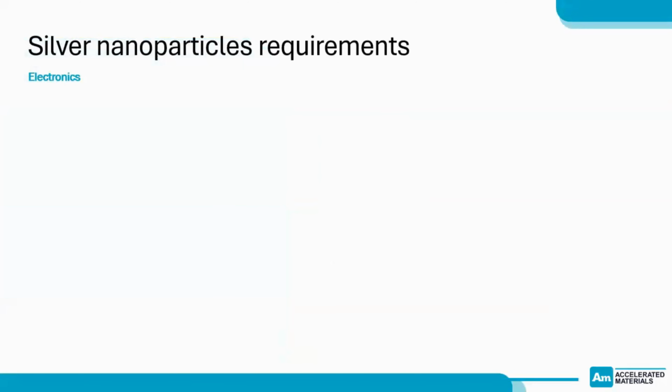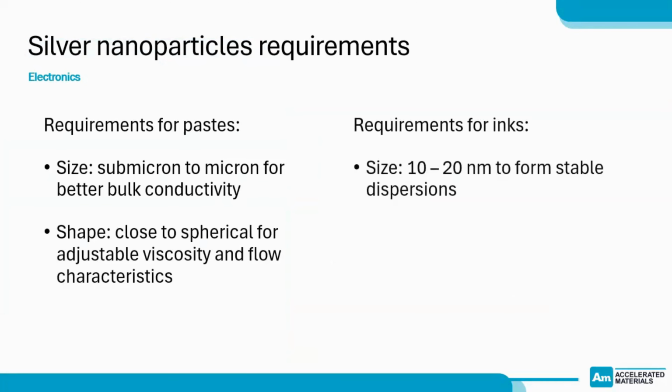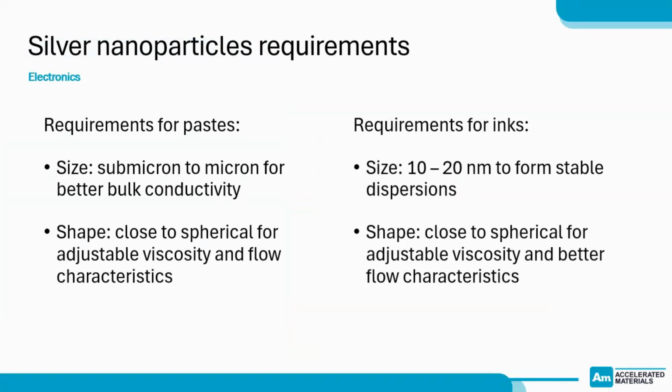There are a lot of requirements. Let's review the requirements for the nanoparticles for both applications. So for example, in order to achieve good viscosity and good flow characteristics for the pastes, right? The particles should probably be submicron to micron size, right? And also they should be close to spherical shape in order to have nice fluidity and a better variation in the viscosity adjustment.